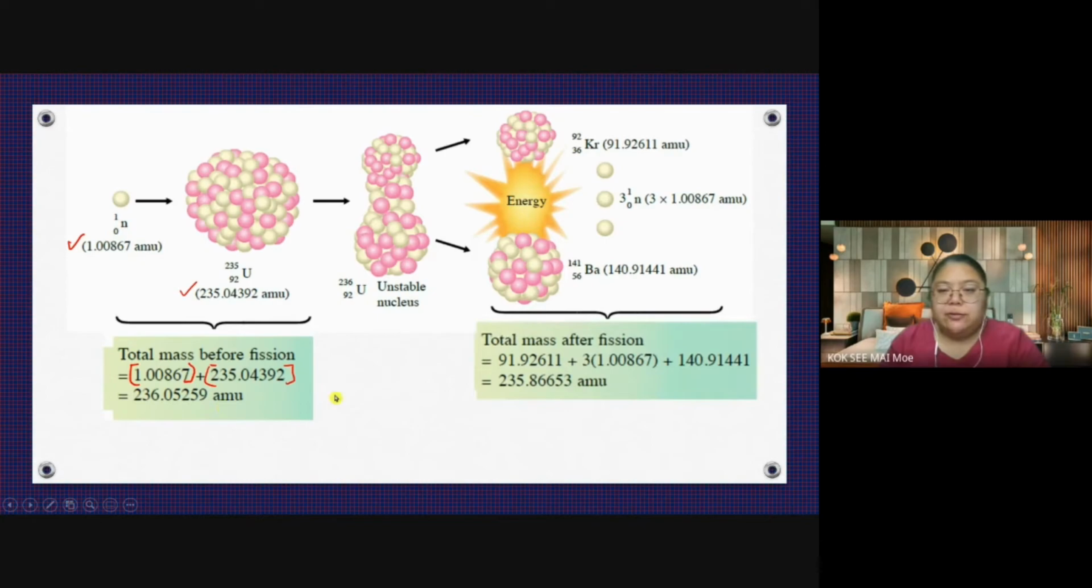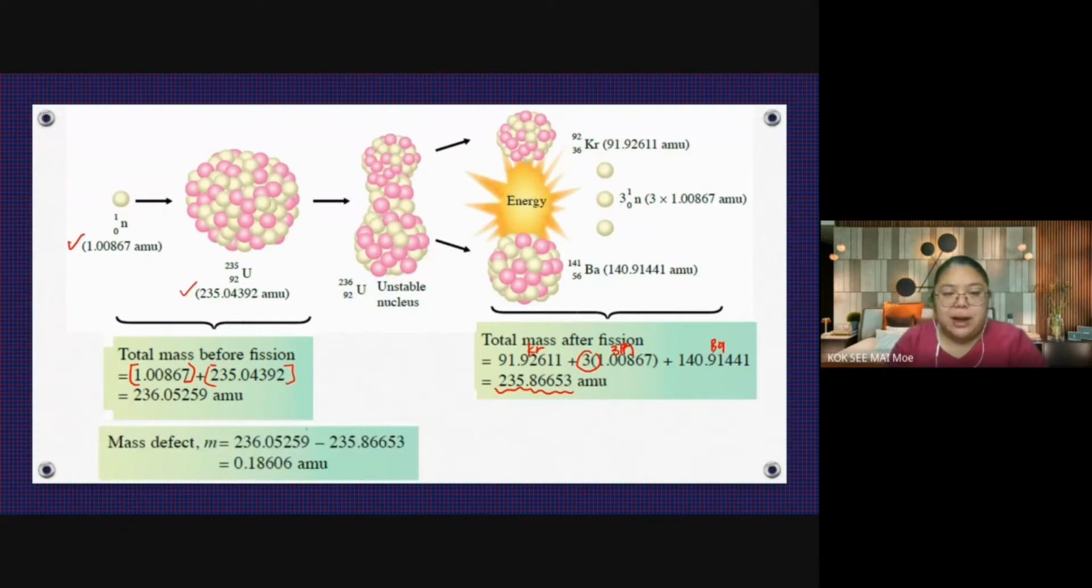Then I continue for total mass after the fission. So I add all. This one is krypton. This one is barium. Barium is here. So I got 3 neutrons, so need to times 3. After that I find this one, my after decay, the total mass. How many is it? So I go to minus. I'm going to check what is the mass defect. After I minus, this one is the final mass defect.